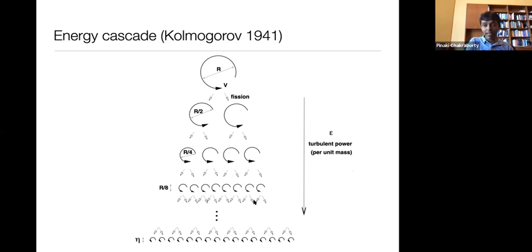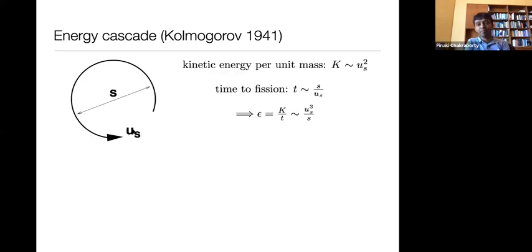Okay, with that idea in mind, we can now start to make some rather simple predictions about how the velocity of the eddies of different sizes is related to the size of those eddies. If I take some arbitrary eddy in this cascade, and I denote its size by S and its velocity by U_S, then the kinetic energy per unit mass for this eddy is going to scale as U_S squared. The only time scale we can form out of these two quantities is S over U_S. So the turbulent power per unit mass, epsilon, which is K over T, is going to scale as U_S cubed over S. That's the epsilon for this eddy of size S.